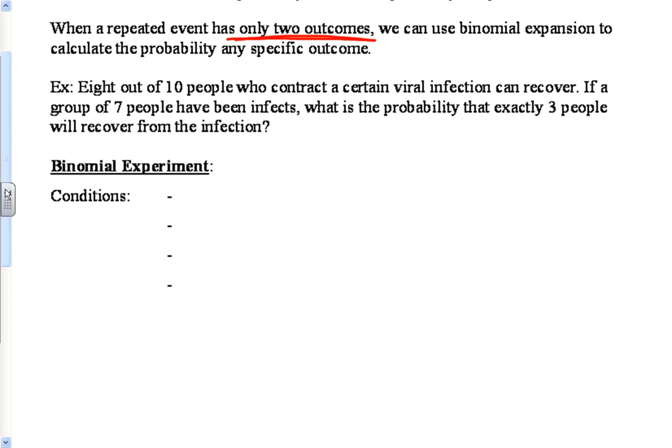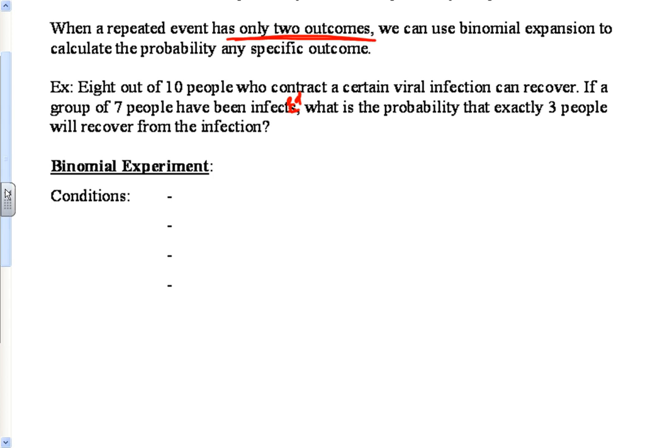8 out of 10 people who contract a certain viral infection can recover. Alright, and I assume this means can recover without going to the hospital, will not die. If a group of 7 people has been infected, not infects, has been infected, I apologize for the typo, what is the probability that exactly 3 people will recover from the infection? Alright, so there are essentially 2 outcomes here. Either you recover or you don't recover. Alright, 8 out of 10 people do recover, which means 2 out of 10 people don't recover.